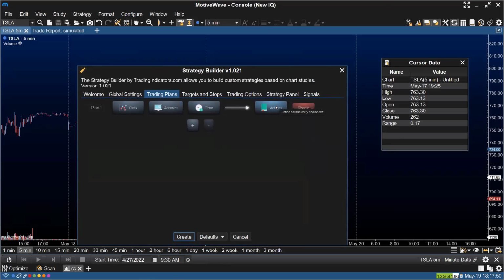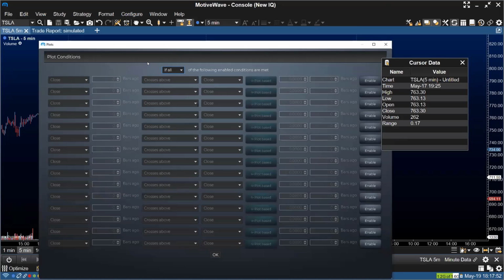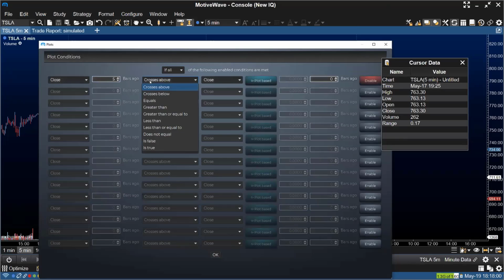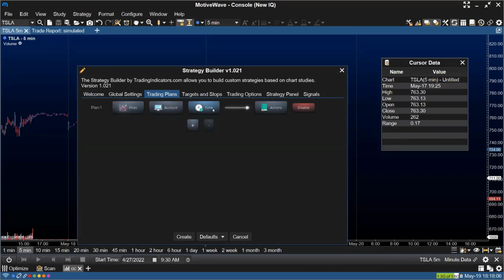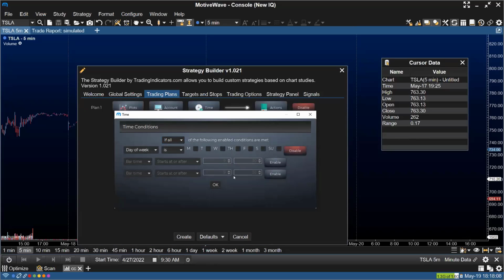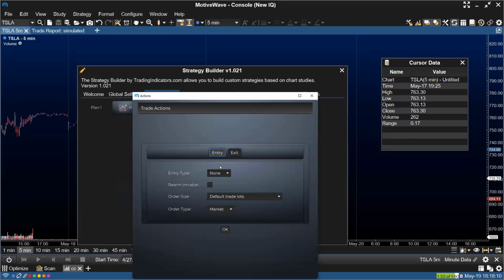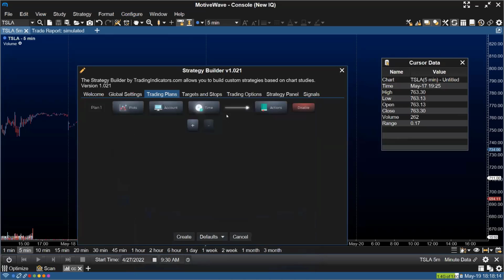So just to give you an example, you can open up your plot conditions and say, for example, if the close 5 bars ago is greater than the low on this bar, and the time is Monday at this time, then do X, Y, or Z, go long or short. And I'm going to get into detail in a moment when I start our first strategy.